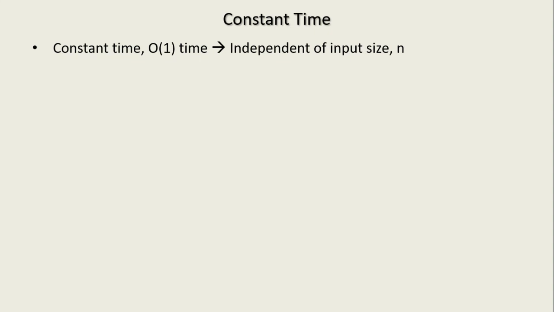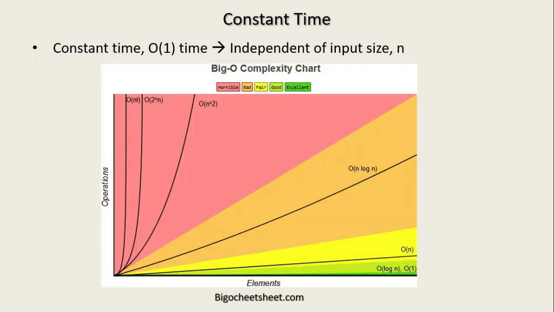Let's see the constant time. Constant time can be expressed as O1 or O of 1. This is independent of input size, which in this case I express with n. Let's see the Big O complexity chart that you can find in bigocheatsheet.com.